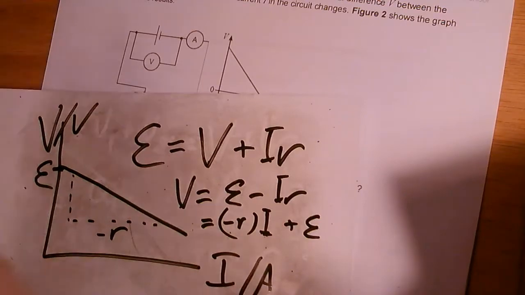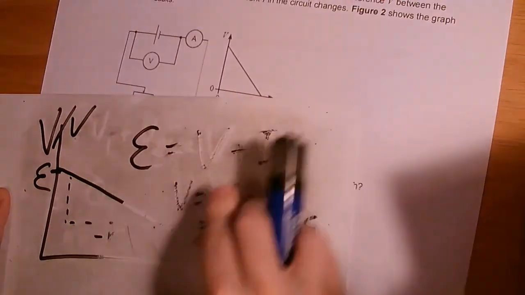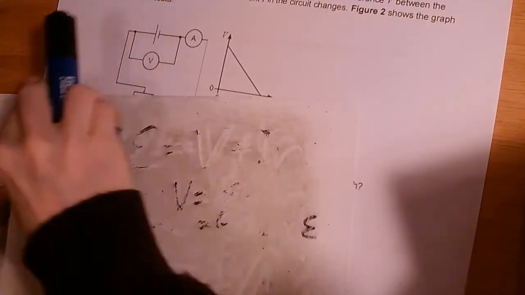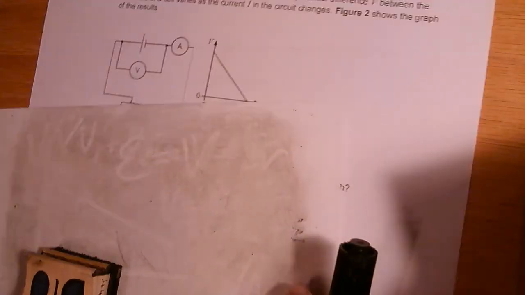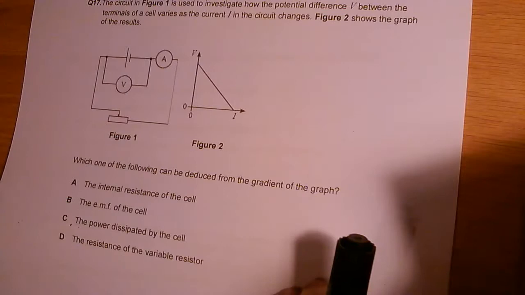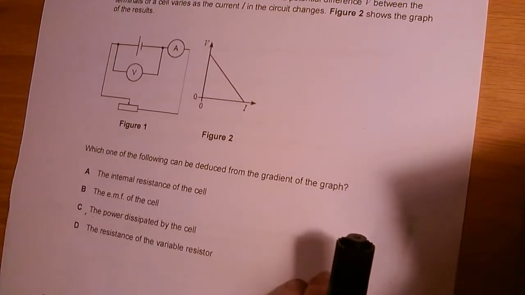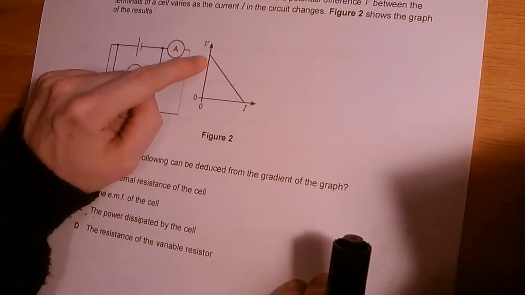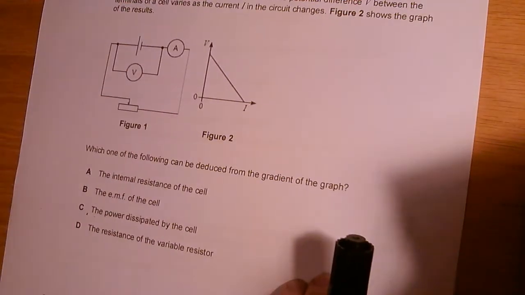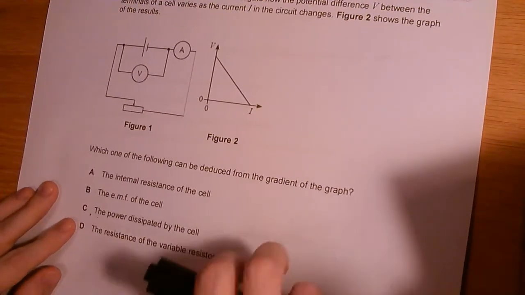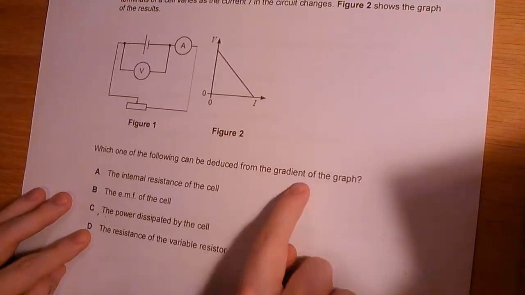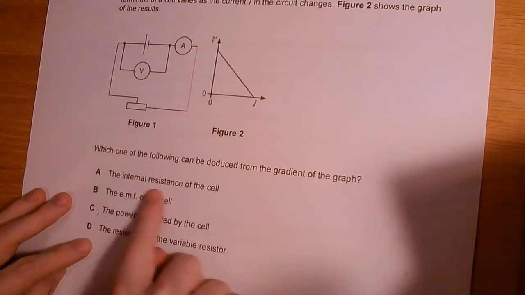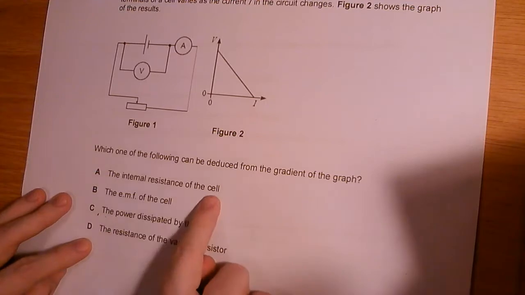So hopefully, if you're familiar with your ideas of EMF and internal resistance, especially the graph, as soon as you see the V against I graph in the question, you're thinking straight away, there's your EMF, gradient is the internal resistance, or the negative of the internal resistance. And then you're in luck because the question literally just says what can you get from the gradient of the graph, and it is of course the internal resistance. So 17 has got to be A.